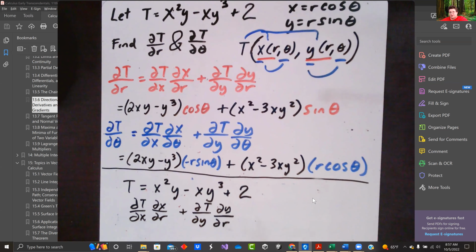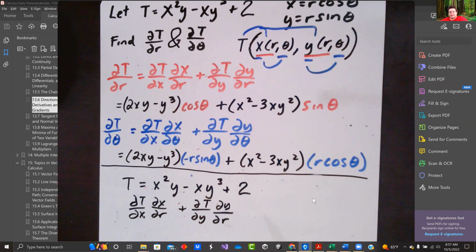By the way, could you do the chain rule? You could plug in r cosine theta and r sine theta from the get-go and do it that way. Yeah, you could. So basically, conceptually, I'm just trying to understand the differences.